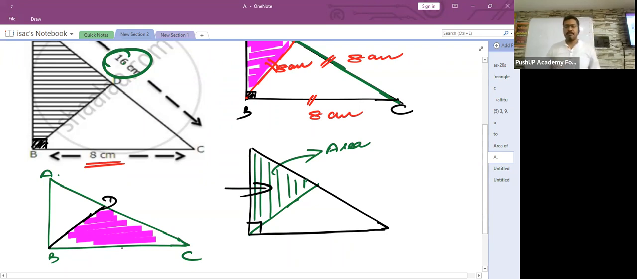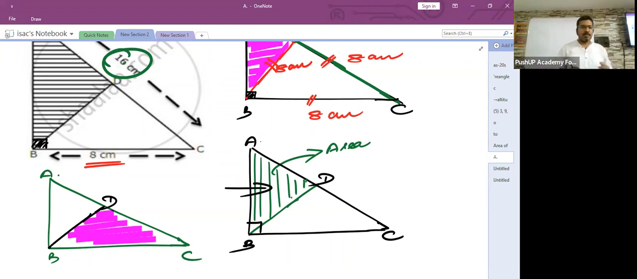Sir, I have an easier method. What, Animesh? BC is 8 centimeters and BCD is an equilateral triangle. Animesh, just a minute. Let me just complete the explanation and then you ask me your doubt. Okay, I've anyway started, no? So I'll just complete it and then you ask me your doubt.